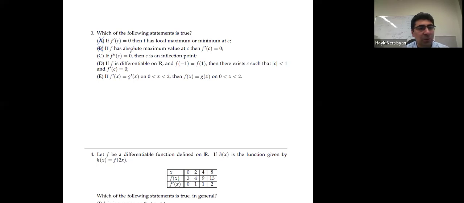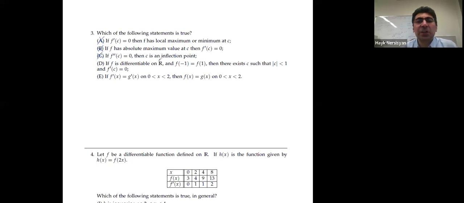What else? The third point, double derivative equals to 0, then C is an inflection point. It's quite similar to the first question, right? So we can't say that this is true. So let's drop it as well.